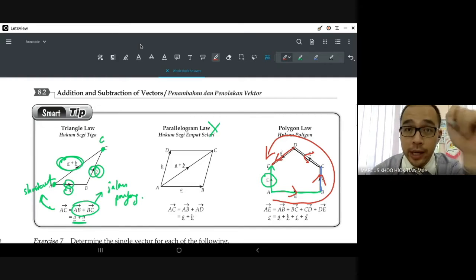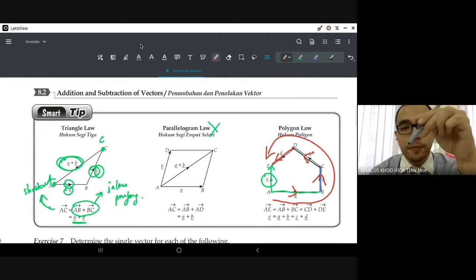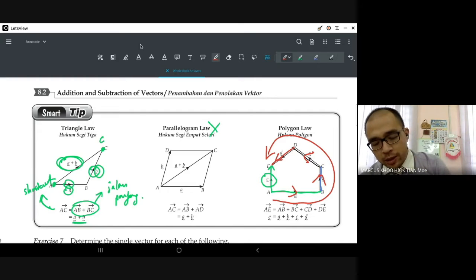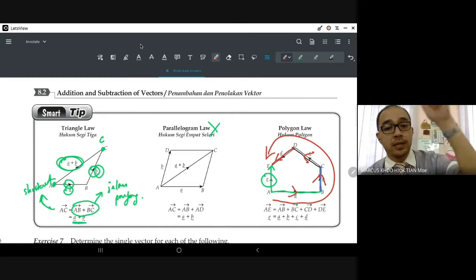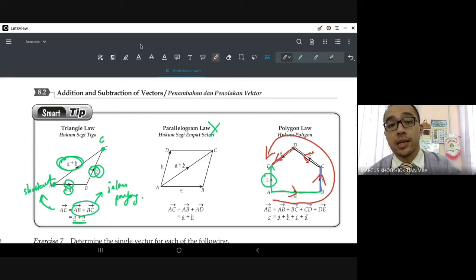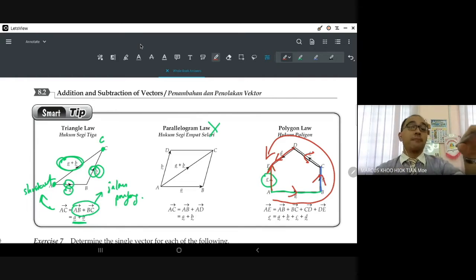Sebab at the end of the day, kamu bermula dengan berakhir, you start and you stop at the same points. Dua-dua pun situasi sama kan? You start at A, you stop at E. Except that, yang jalan warna merah ini adalah jalan panjang, is the long way lah. You know, pusing keliling dunia, baru kau sampai ke destinasi. Manakala, ini adalah highway, dia lebuh raya lah, terus kau sampai. So this is how kita gambarkan vektor lah.